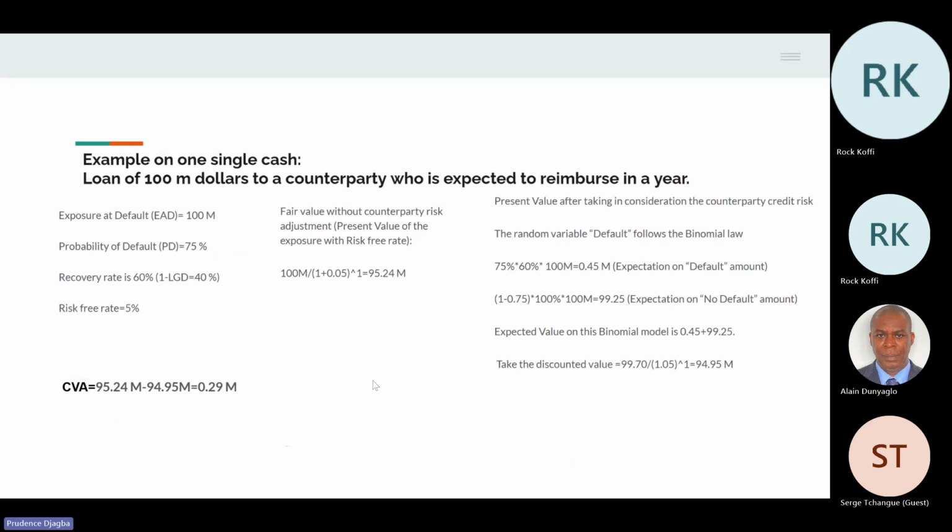Okay, an example of one single cash flow. So suppose that I make a loan of $100 million to a counterparty who is expected to reimburse me in 1 year. So the expected exposure here is 100 million, and we can set the probability of default as 0.75. That means that we have a 75% chance that the counterparty will not be able to meet his obligation.